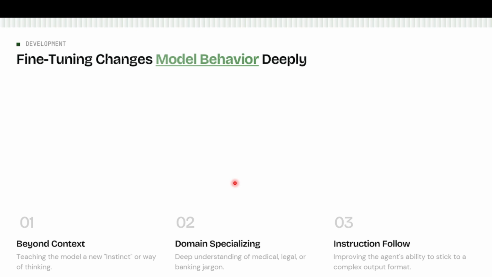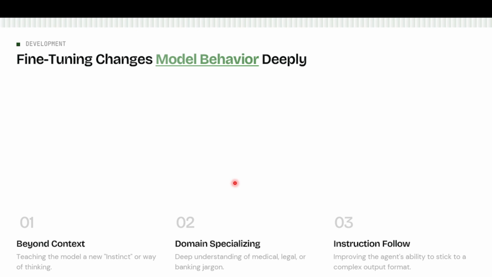For example, a medical agent: you can teach the agent all medical jargon up to a professor level. Then a legal agent: teach the agent every legal vocabulary, every legal word, legal phrase, every term used in legal definitions, up to professional level. And then we have banking jargon, do the same thing.